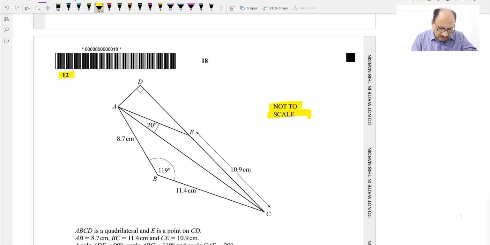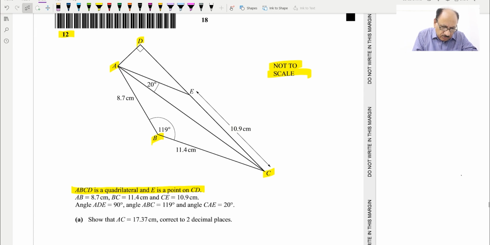Now the question number 12. Question 12 says diagram is not to scale. ABCD is a quadrilateral. AB is equal to 8.7 and BC is equal to 11.4. CE is equal to 10.9. Angle ADE is 90 degrees, which is this one, and angle ABC is 119 and angle CAE is 20. This one is 20. Show that AC is equal to 17.37, correct to two decimal places.